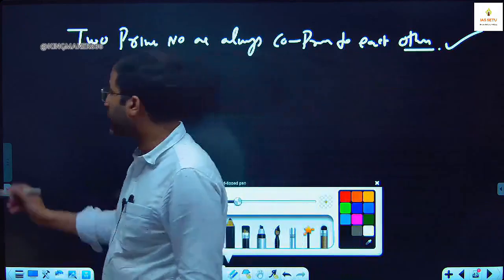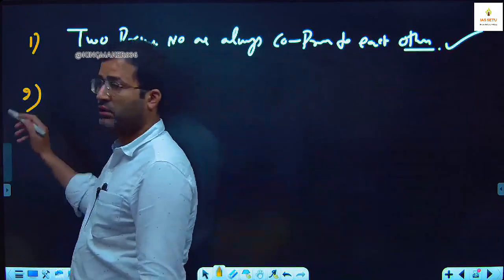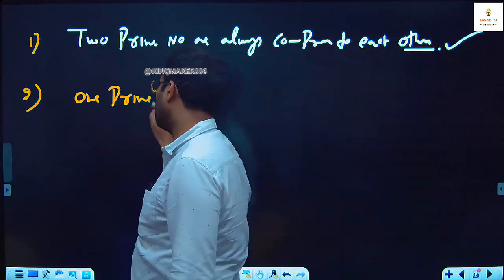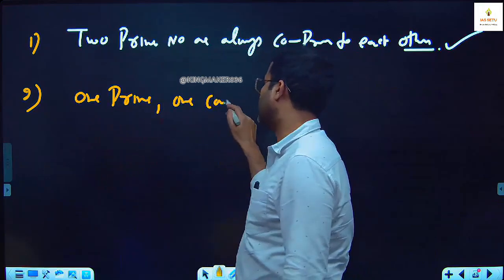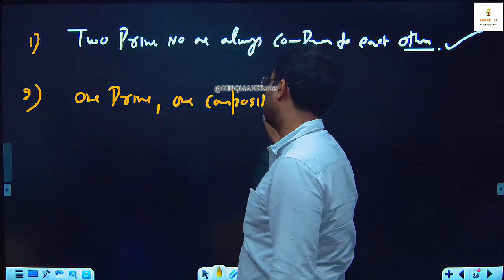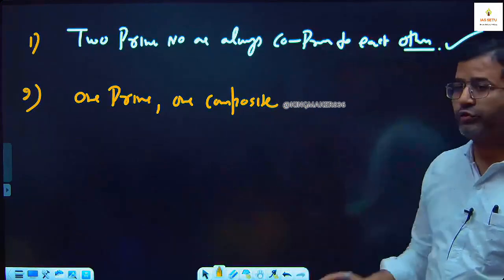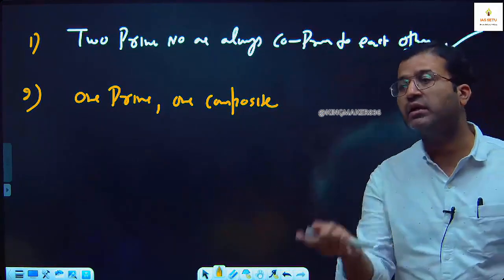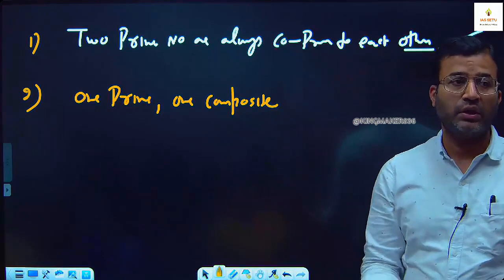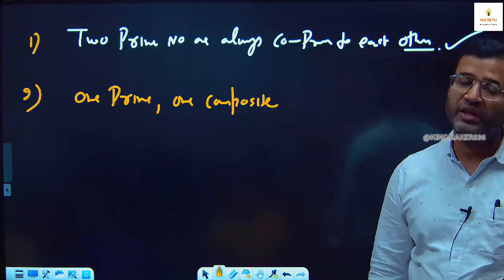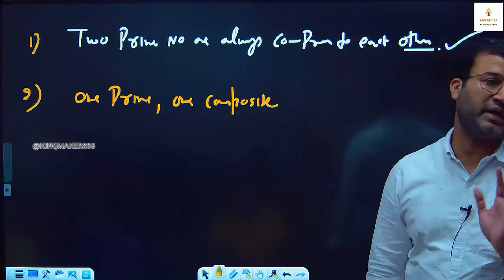Now here he has suggested one thing, one prime number and one composite number. अभी लिखना नहीं कुछ, tell me out of two given numbers if one is prime and the other is composite, will it be co-prime, yes or no? May or may not, depends.